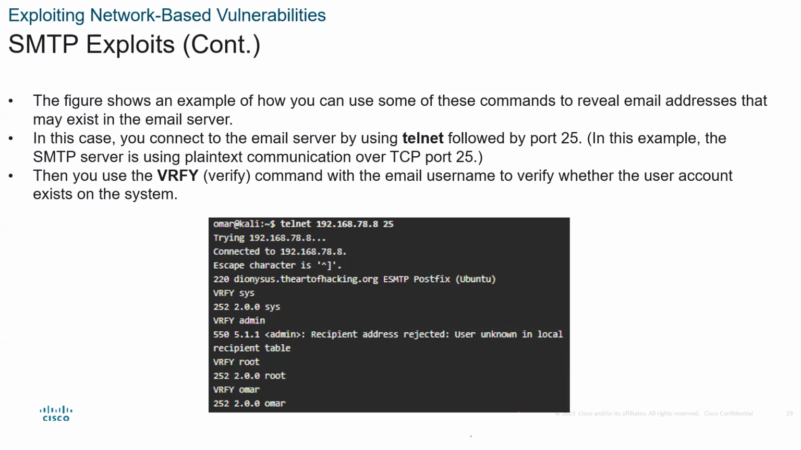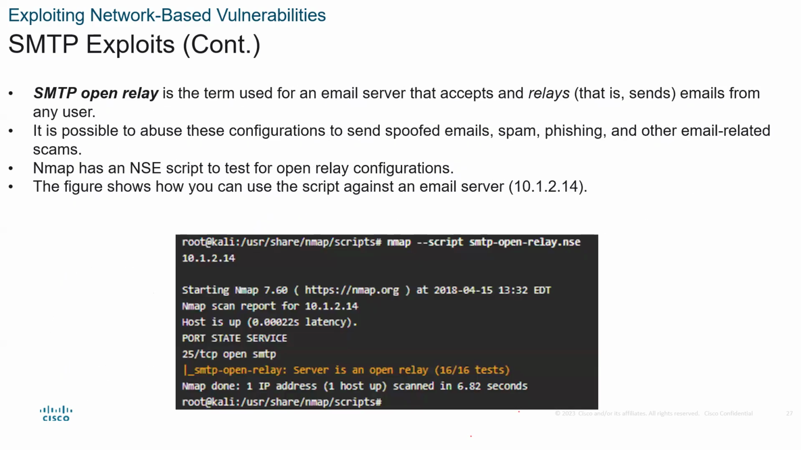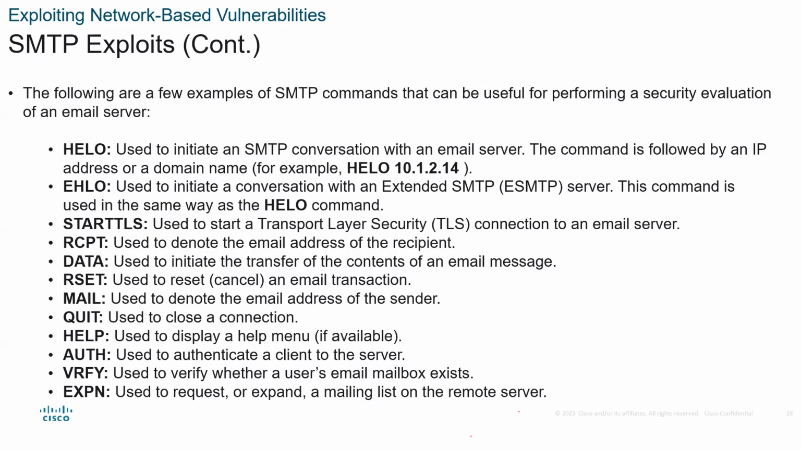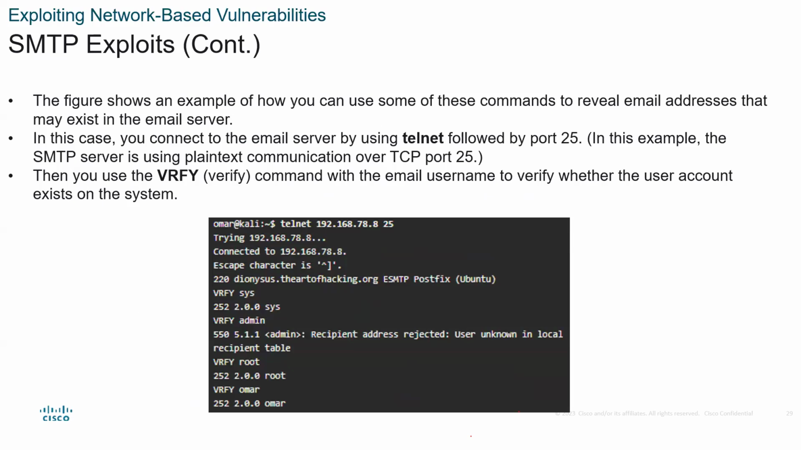In this case, you connect to the email server by using telnet followed by port 25. So I'm attempting to connect to that particular port. In this example, the SMTP server is using plain text communication over TCP port 25, unencrypted, right? Then use the VRFY command with the email address to verify whether the user account exists on the system or not.